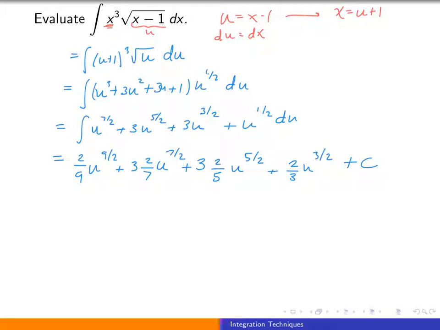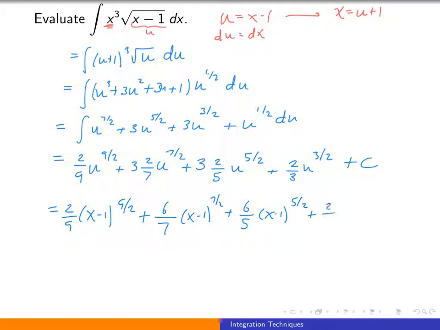And as with any substitution, our last step is we have to get back in terms of that original variable x, and we do so by just replacing every u that we see with an x minus 1. So resubstituting and kind of combining terms as we go. So 6/7 x minus 1 to the 7/2 plus 6/5 times x minus 1 to the 5/2 plus 2/3 x minus 1 to the 3/2, all plus c.